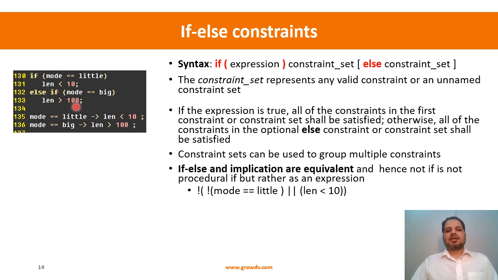But any if else structure can also be represented using implication. For example, this constraint that I have over here, I can represent in the form of two implication statements using this particular syntax, right? So I can say mode equal to big, and then I can say that implies length greater than 100. So both of them are equivalent, and sometimes the if else is more convenient, and sometimes the implication is more convenient. Depending on what makes more sense to represent, you can choose that form of constraint, but both provide you the same or similar functionality.